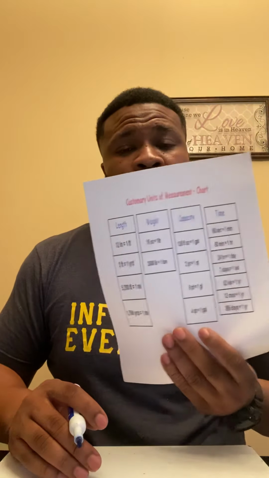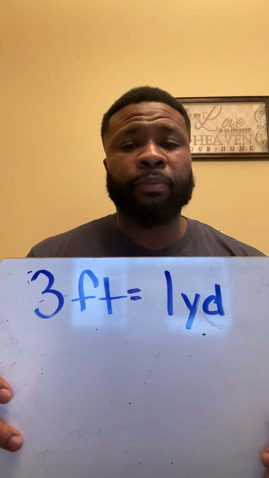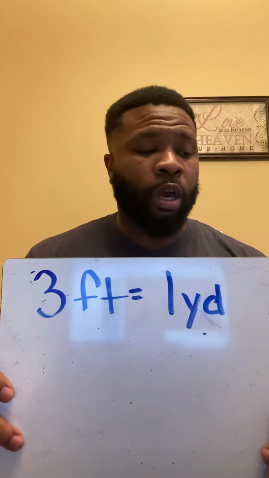So let's pretend, before we even go into the scenario, let me remind you, on your customary units of measure, you'll see that 3 feet equals 1 yard. And I'm going to abbreviate FT for feet and YD for yard. All right, 3 feet equals 1 yard. Now, it's the same idea.